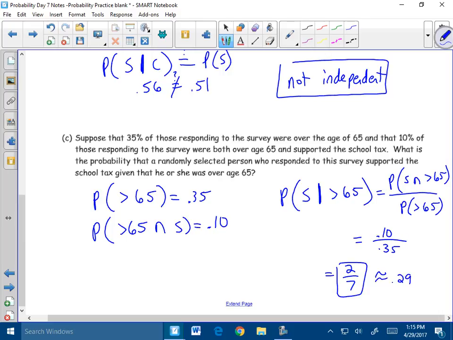It didn't say anything about rounding, so it's easiest to convert back into a fraction. Do that. Okay, on to the next question.